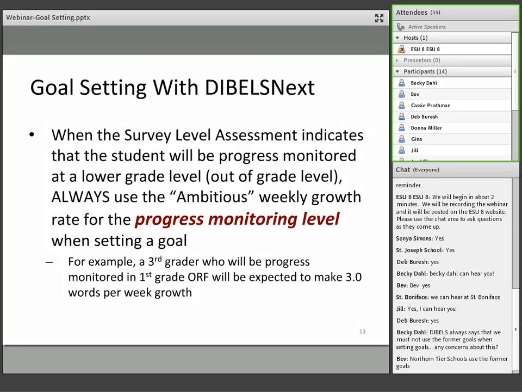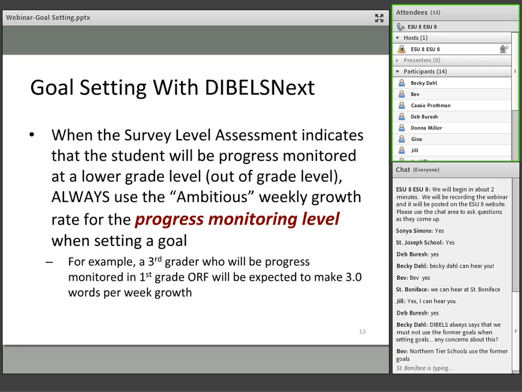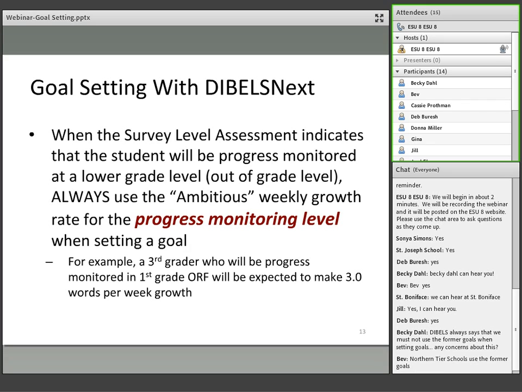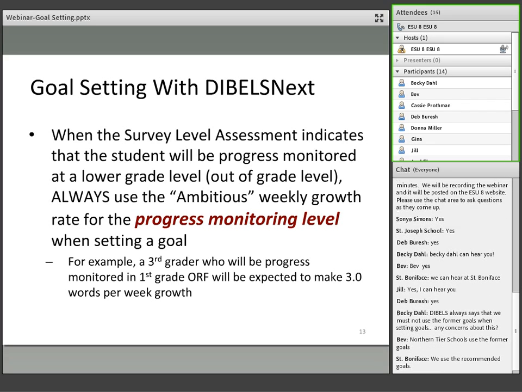Okay. Goal setting with DIBELS Next. When the survey level assessment or other data tells you that the student is going to be 2 grade levels behind and you're going to progress monitor out of grade level, we're always going to use the ambitious weekly growth rate for the progress monitoring level when you're setting the goal. For example, a third grader who will be progress monitored in first grade oral reading fluency, we would expect them to make 3 words per week of growth.